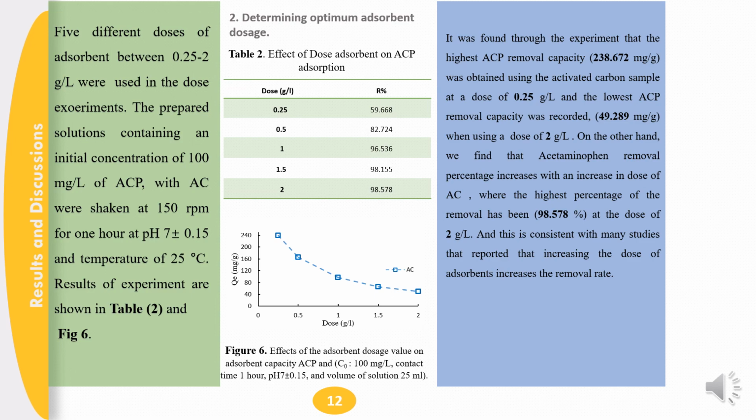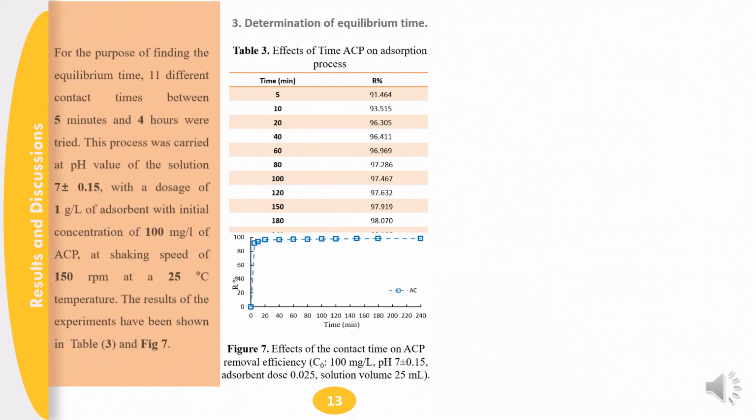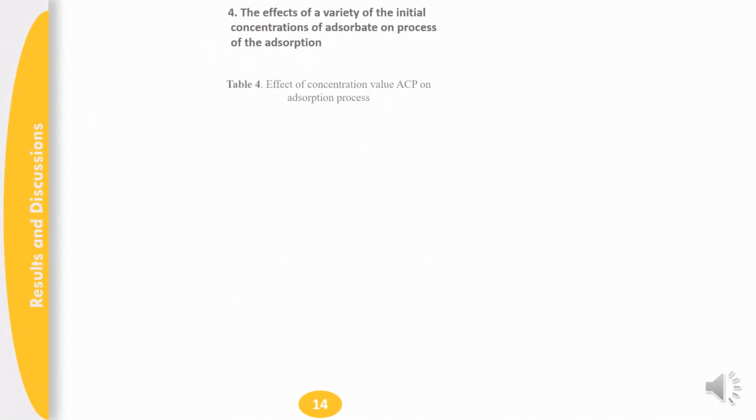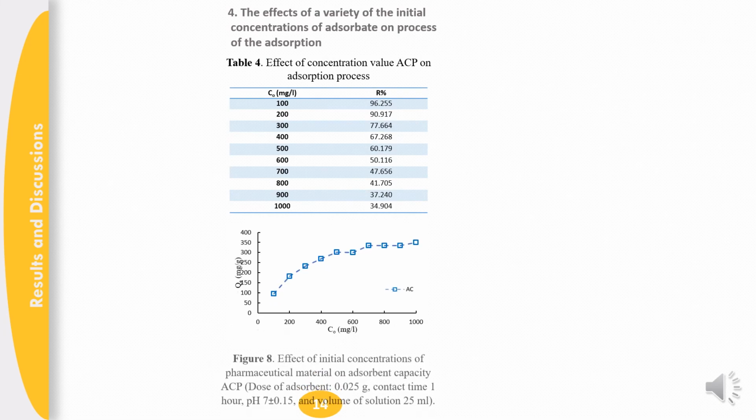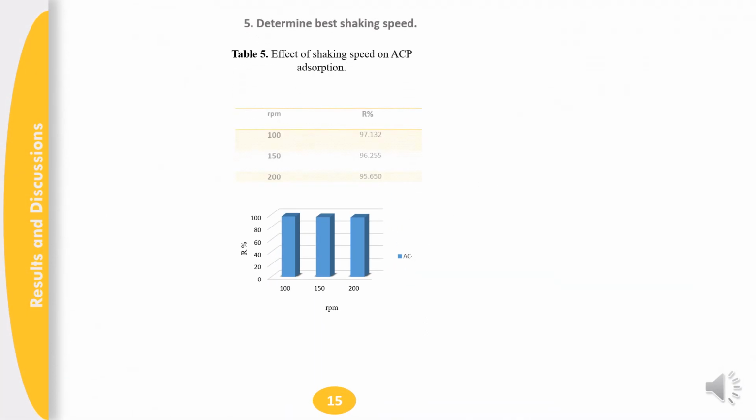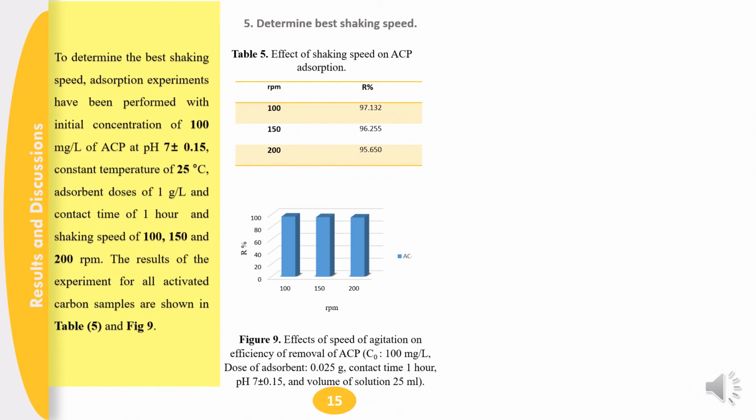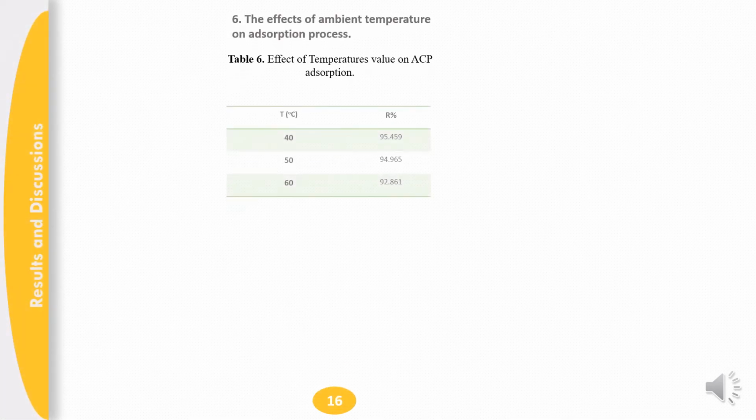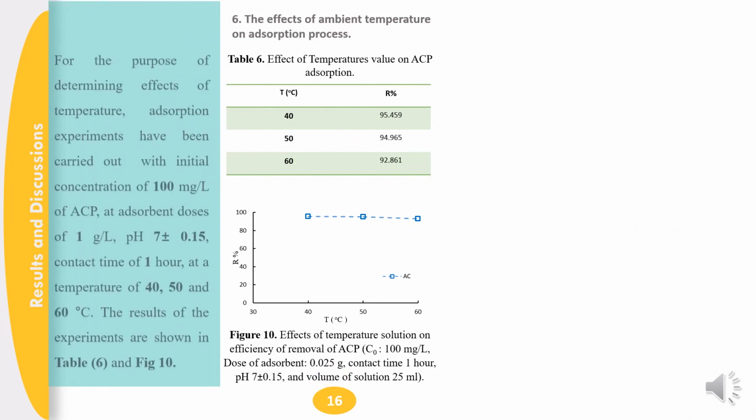In this slide we can see determination of optimum adsorbent dosage, and here we can see determination of equilibrium time, and in this slide the effect of initial concentration of adsorbate on the adsorption process, and in this slide we can see determination of the best shaking speed, and here we can see the effect of temperature on the adsorption process.